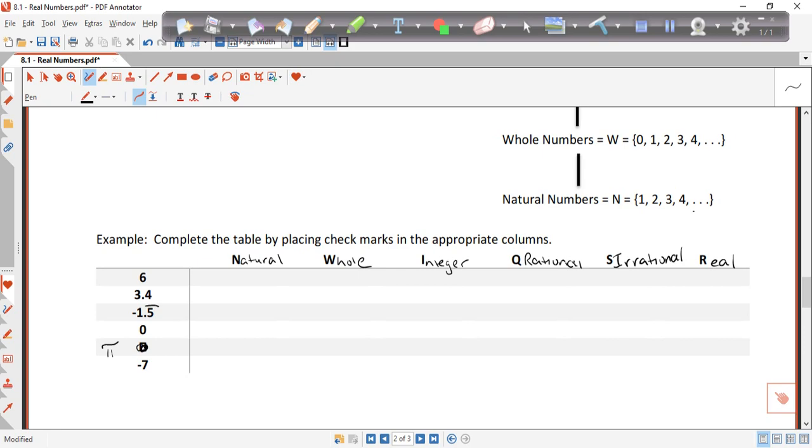Okay, so we have to decide, is 6 a natural number? Is it a counting number? Yes. Is it a whole number? Yes. Integer? Yes. Rational? Yes, because it can be written as a terminating decimal. So it's either going to be rational or irrational, so I don't have to check that one. And it is real.